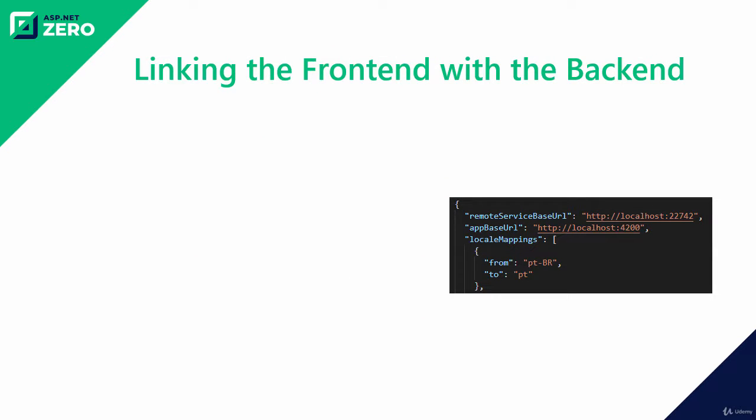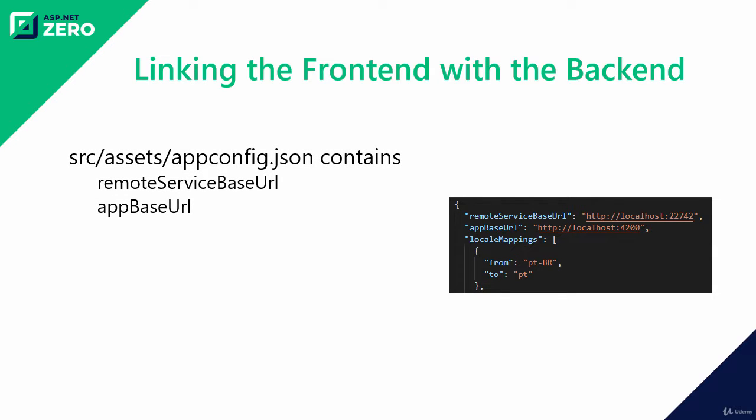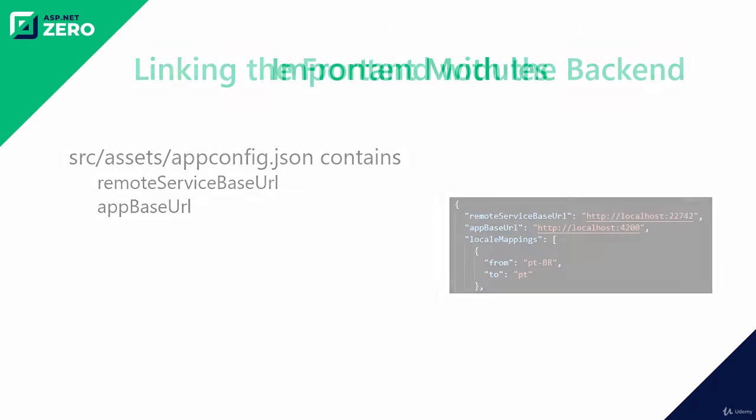When our client application loads, of course, it needs to know where its backend is going to be. This information is available for the Angular application in the appconfig.json file in the remote service base URL setting. The other related setting you can see here is the app base URL, which is the URL the application itself runs on. That's a setting which the application typically will need to know if it runs in a multi-tenancy mode.